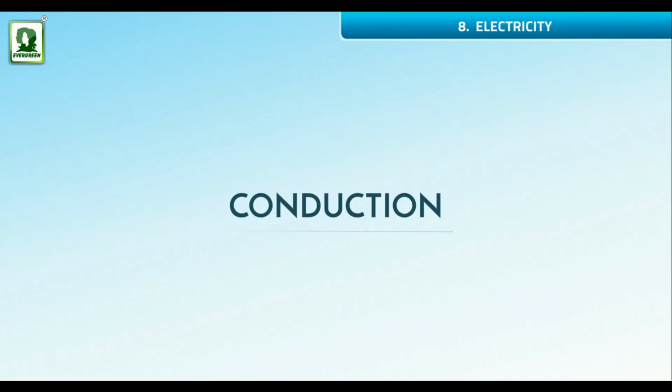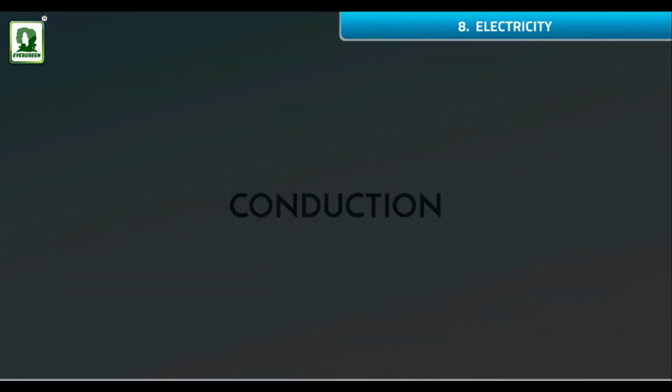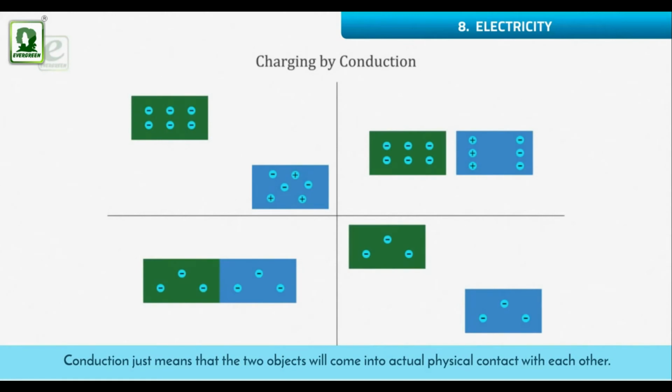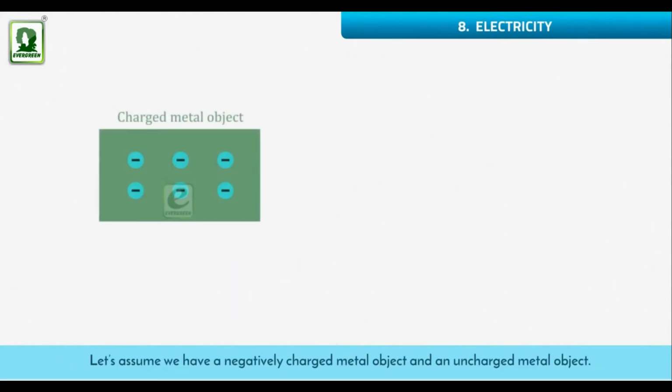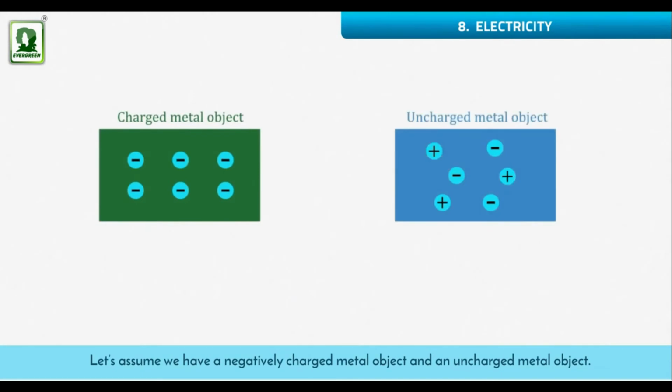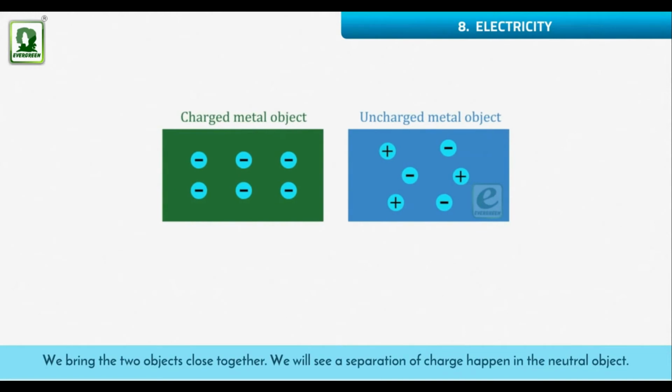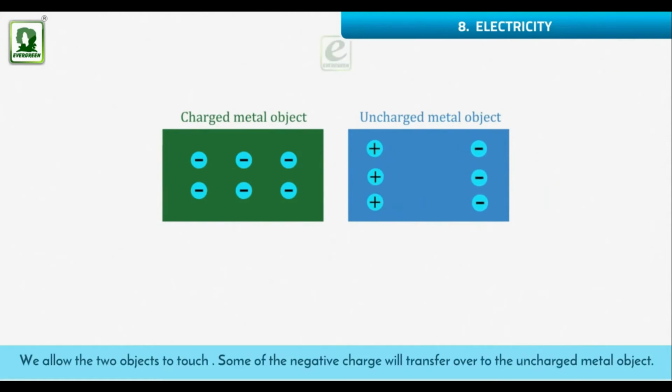Conduction. Conduction just means that the 2 objects will come into actual physical contact with each other. Let's assume we have a negatively charged metal object and an uncharged metal object. We bring the 2 objects close together. We will see a separation of charge happens in the neutral object. We allow the 2 objects to touch.